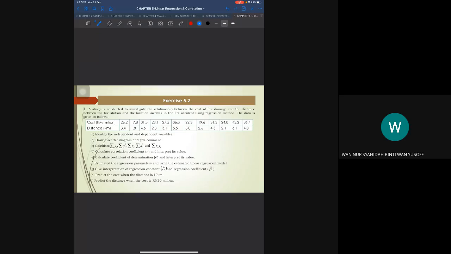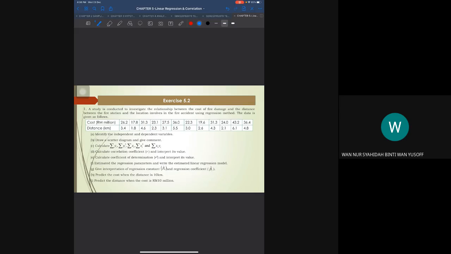Which one is your X and which one is your Y? Distance is your X, and the Y is cost. Cost is not the X. Distance is your X because cause of fire damage depends on the distance of the fire accident to the fire station. If it is far, then it will take time to get there. That's why the cost might be increased, might be higher.